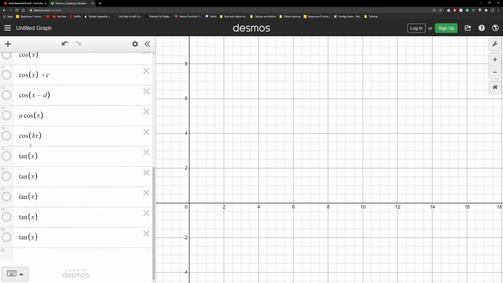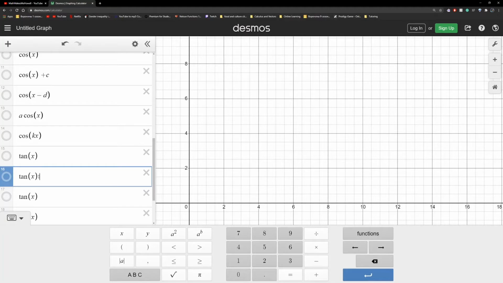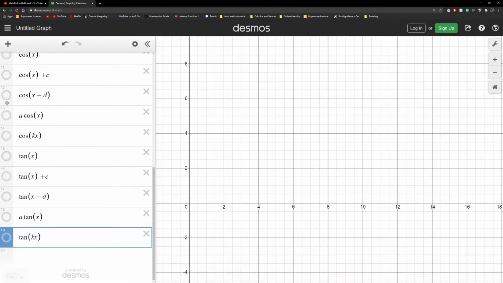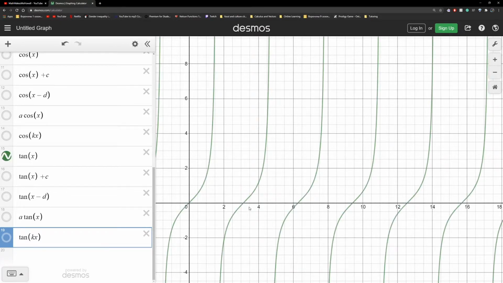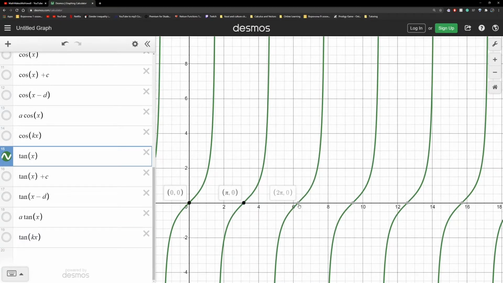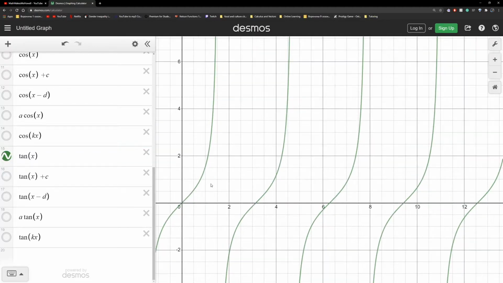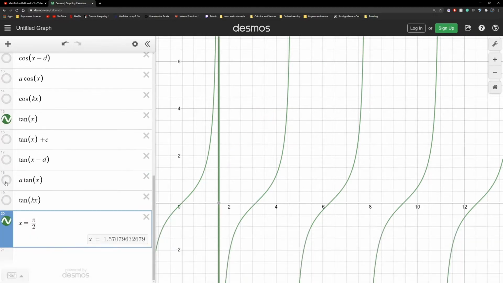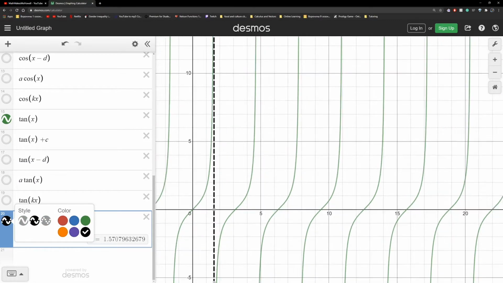Lastly, we could talk about our tan graphs. So let's add the variables into each of these, and then k of x. So this is our basic tan graph. As you can see, 0, 0, pi, 2 pi, as I said. And then our asymptotes, let's graph one of them. x is equal to pi divided by 2. You can see they're approaching them, but never actually touching.